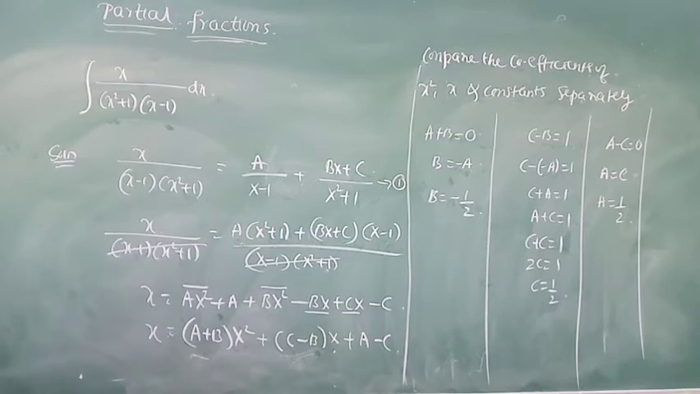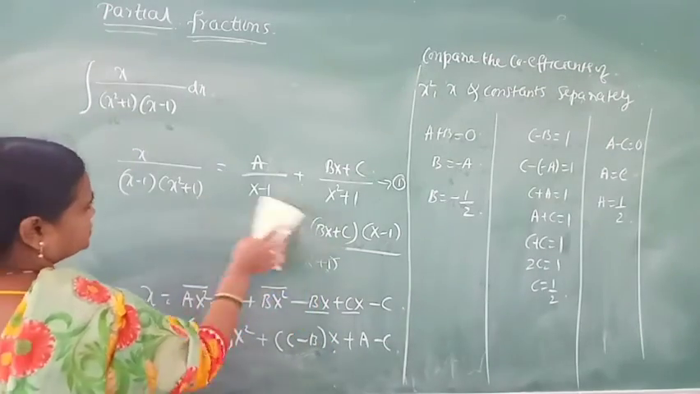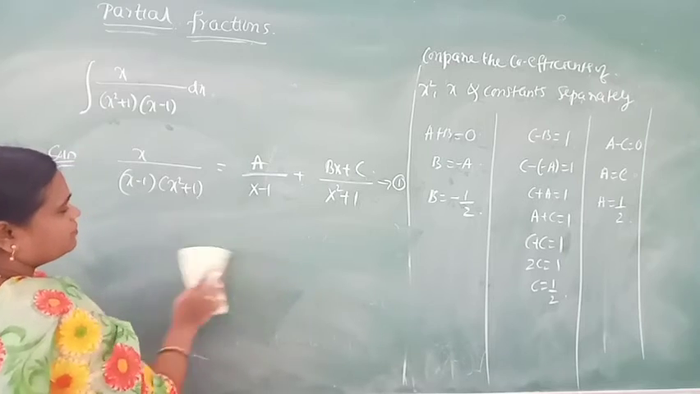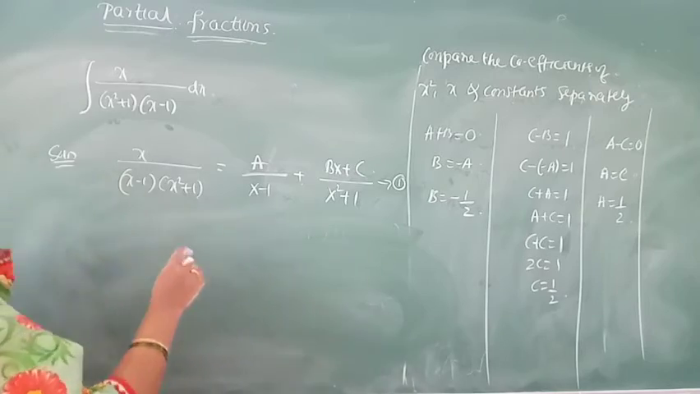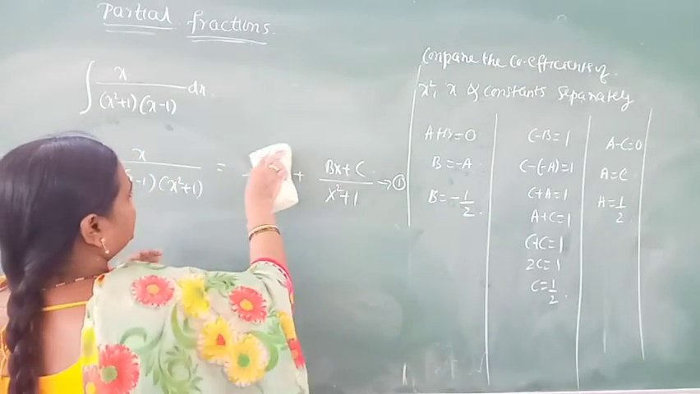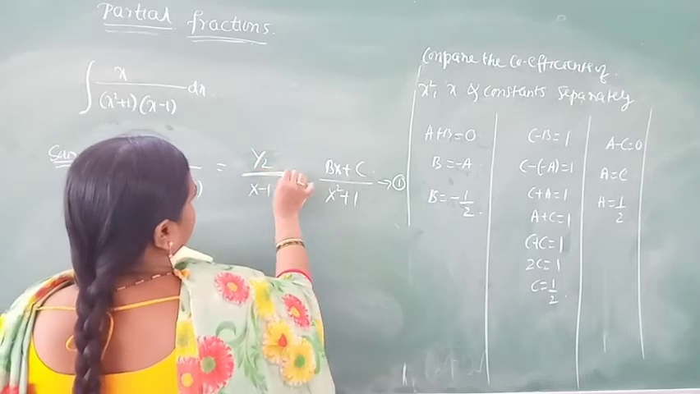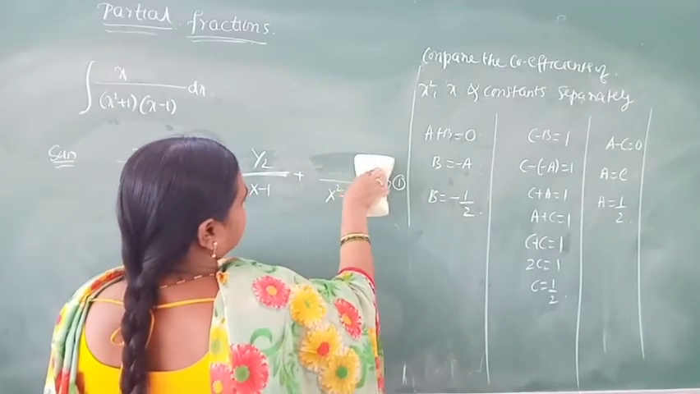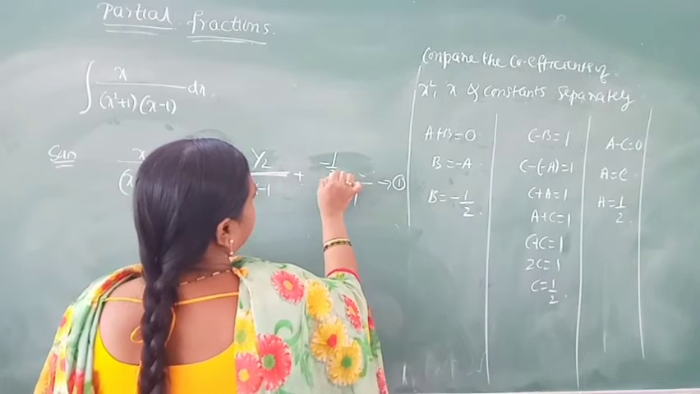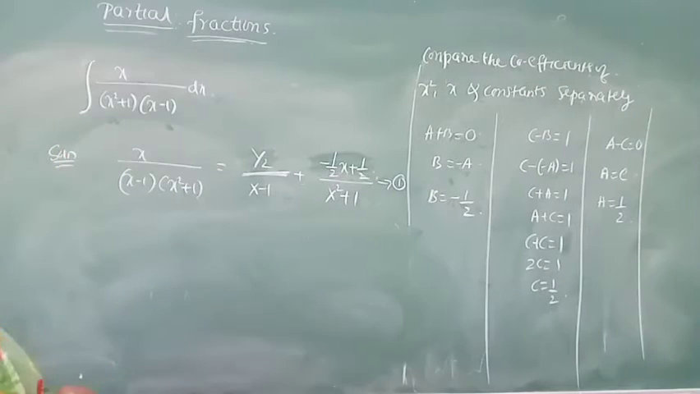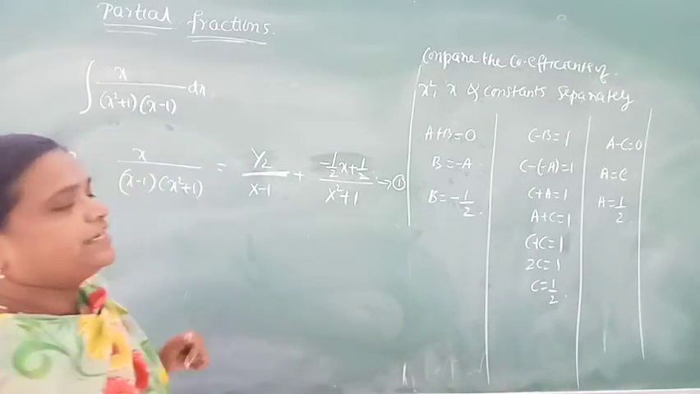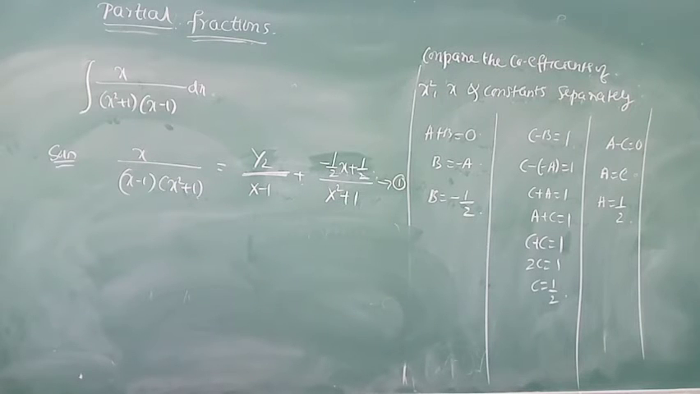Next, substitute the value of a, b, c in equation 1. What is your a? A is 1 by 2, b is minus 1 by 2 x plus c, c is 1 by 2. Instead of writing, I have written directly, but in exam you have to write: substitute the value of a, b, c in equation 1, and write another equation. Please don't manipulate.